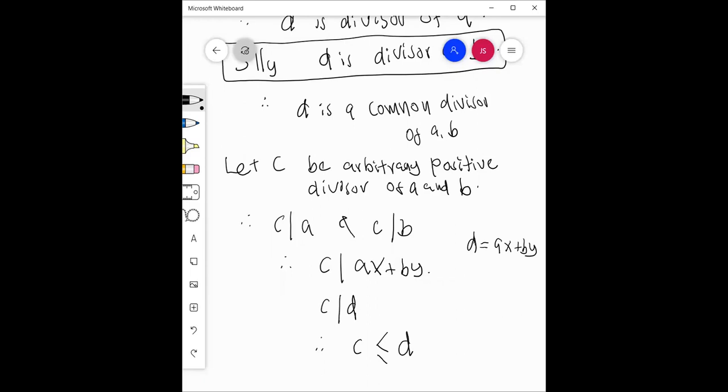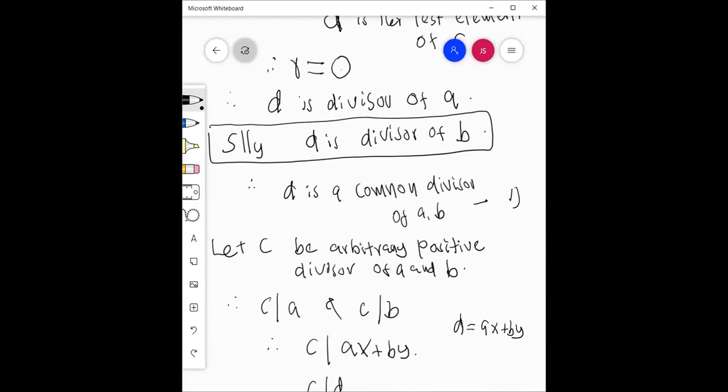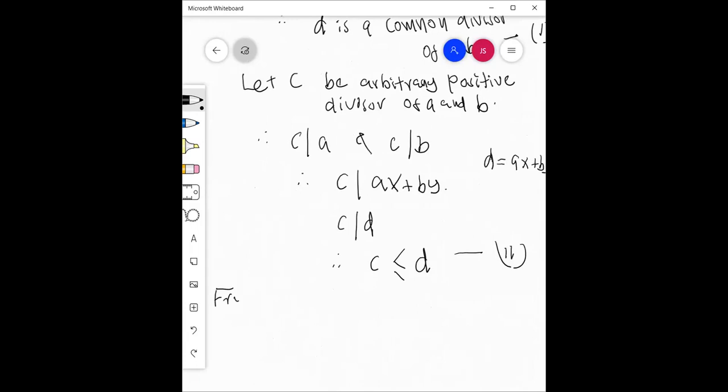C is a positive divisor. Now C divides AX plus BY, right? If a positive number divides another positive number, it is always less than or equal to that dividend. So C is less than or equal to D. Therefore, this is the second condition of the definition. And the first is that D is a common divisor of A and B. From these two, GCD(A, B) equals D. So we proved the theorem, right? Please understand the proof carefully. Try to understand it; the complete proof is in the notes, right?